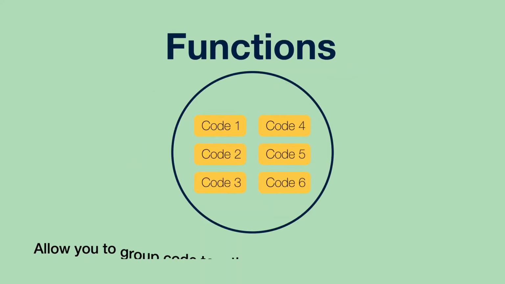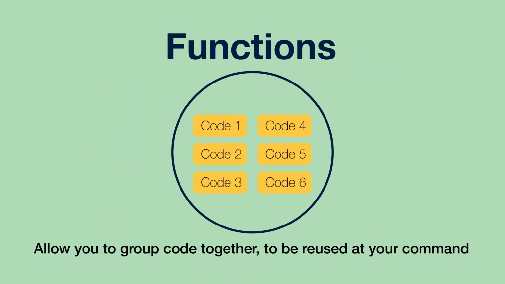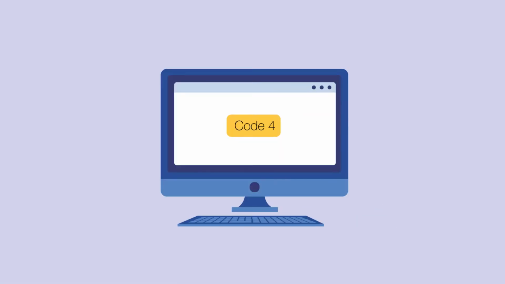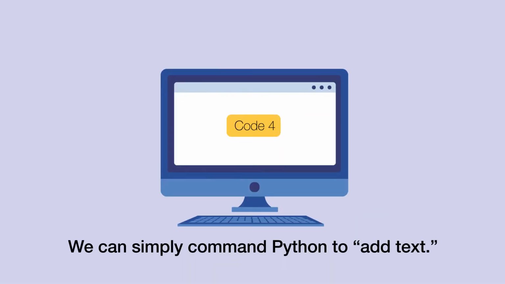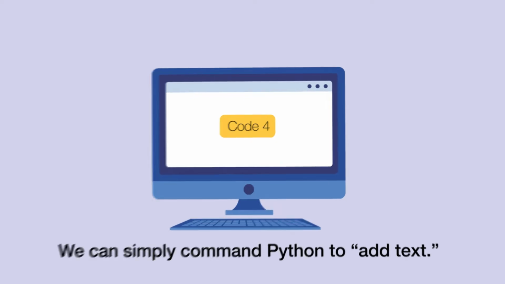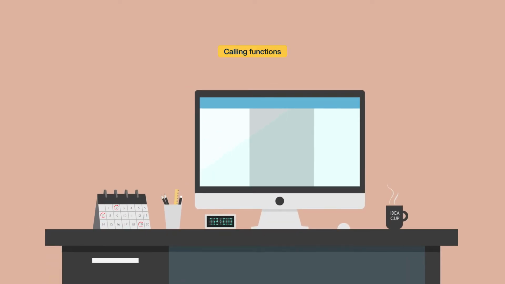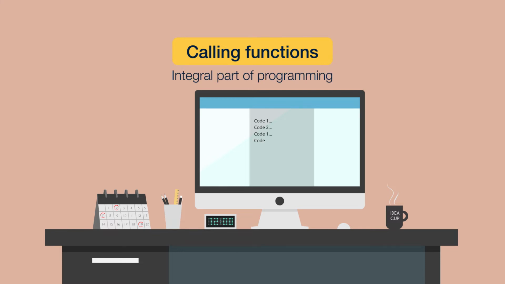Functions are great because they allow you to group code together, to be reused at your command. All that code that makes text appear on the screen can be condensed so that whenever we want it, we can simply command Python to add text. This practice is referred to as calling functions, and is an integral part of programming. Calling functions significantly reduces repetition because the code only has to be written once. After it is written, we can easily reuse the condensed version of the group of code.